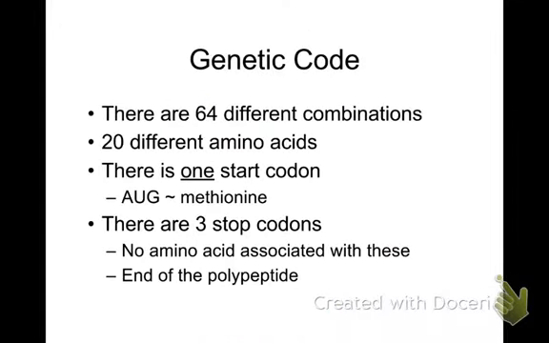We have 64 different combinations of sequences for the 3 bases. We have 20 amino acids. So that means there are more combinations than there are amino acids, so some of the combinations are going to code for the same amino acid. There is one start codon, so every amino acid sequence is going to start with AUG, or methionine. And then there are 3 stop codons. There's no amino acid with these, they just say to end that protein.